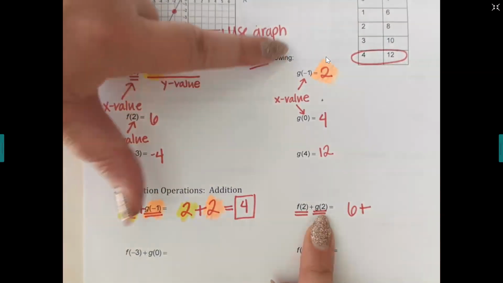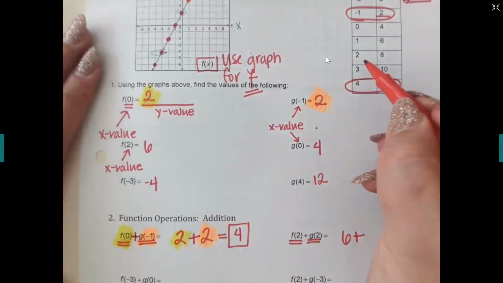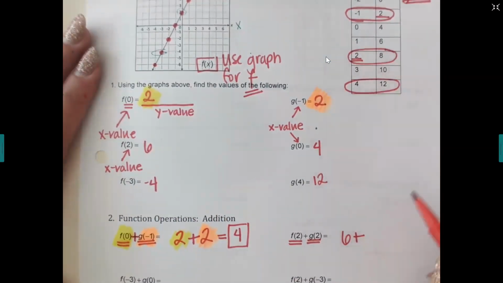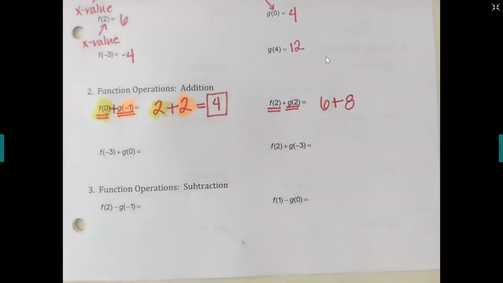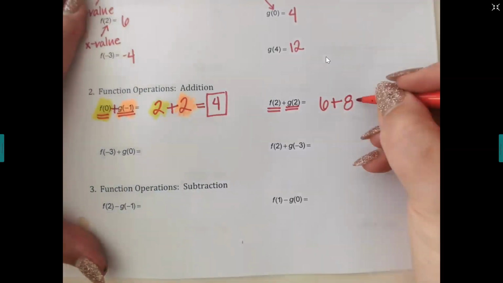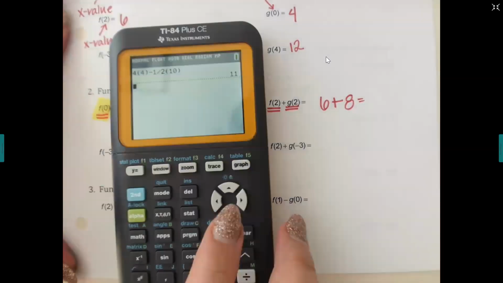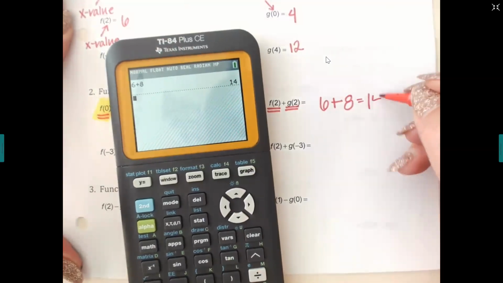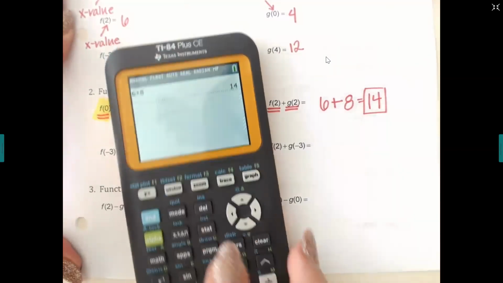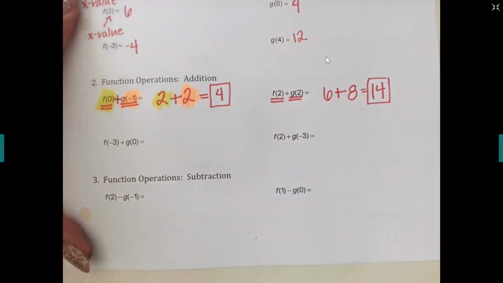Okay, not yet. So then we'll use the chart. So if I come up here to g of 2, 2's partner is 8. So if it's a new one, you'll just go back and look at your chart. And then what's 6 plus 8? You can put it in your calculator here. Okay, 6 plus 8 is 14. So you're gonna find the numbers first and then add them if it's a plus.